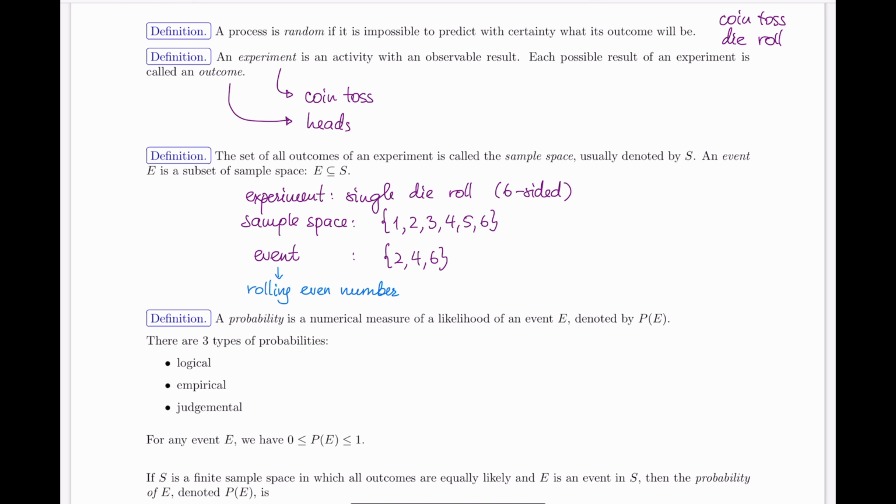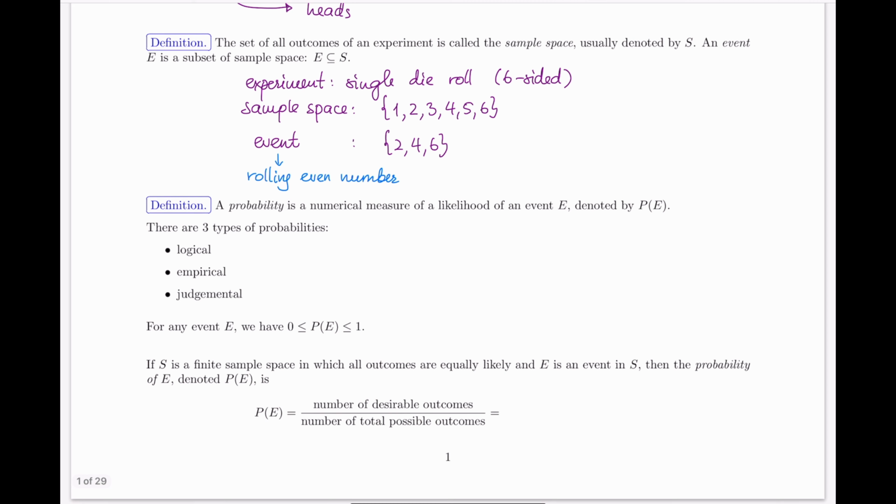Once we have this in place, we can talk about probability. The way we define a probability is by just saying that it's some kind of numerical measure of the likelihood of an event. So if I have an event denoted E, so for example, rolling an even number on a single die here, the probability of that happening will be denoted by P(E), probability of the event. Now, in general, there are three types of probabilities.